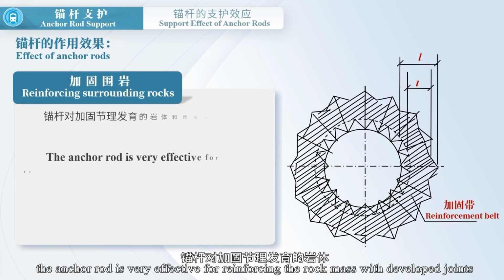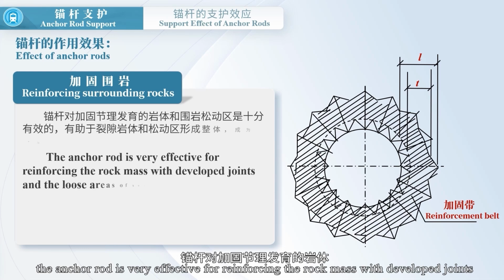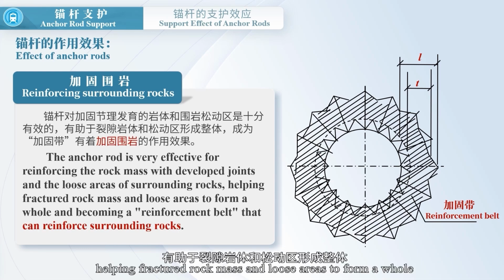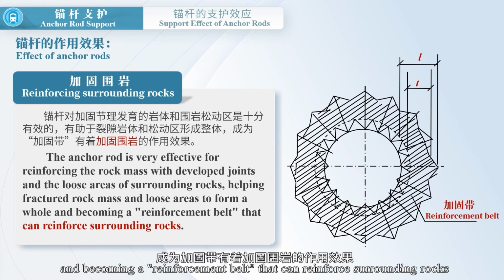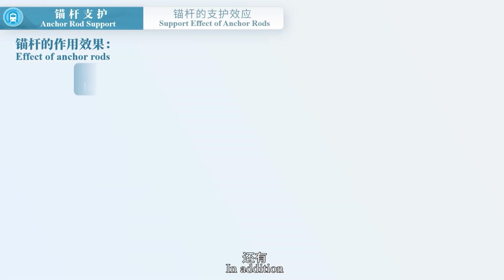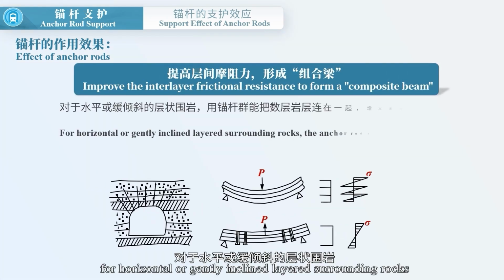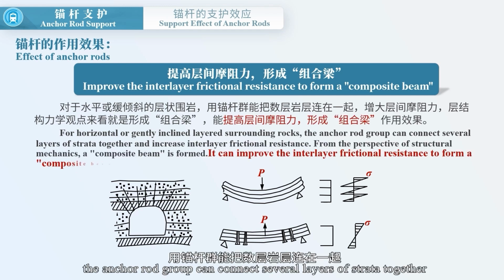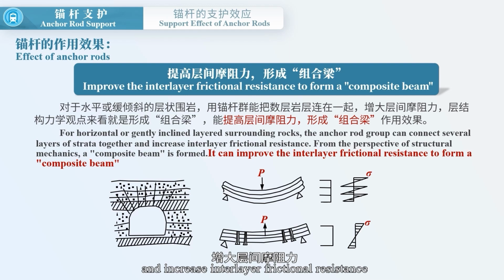Secondly, the anchor rod is very effective for reinforcing the rock mass with developed joints and the loose areas of surrounding rocks, helping fractured rock mass and loose areas to form a whole, and becoming a reinforcement belt that can reinforce surrounding rocks. In addition, for horizontal or gently inclined layered surrounding rocks, the anchor rod group can connect several layers of strata together and increase interlayer frictional resistance. From the perspective of structural mechanics, a composite beam is formed. It can improve the interlayer frictional resistance to form a composite beam.